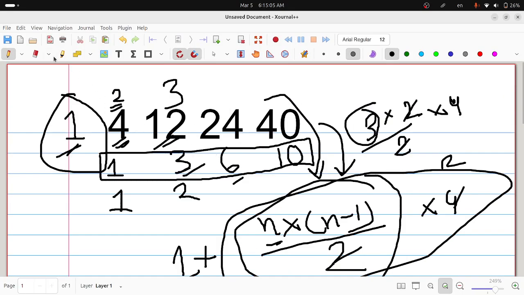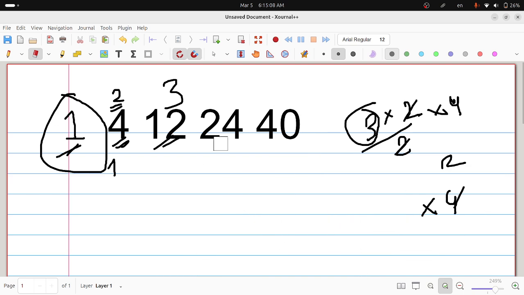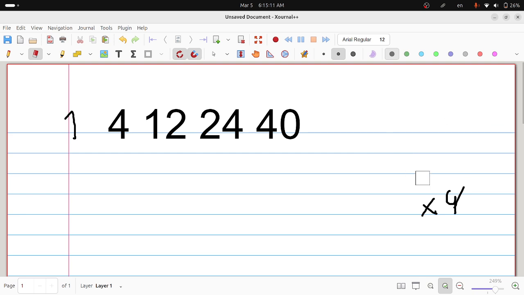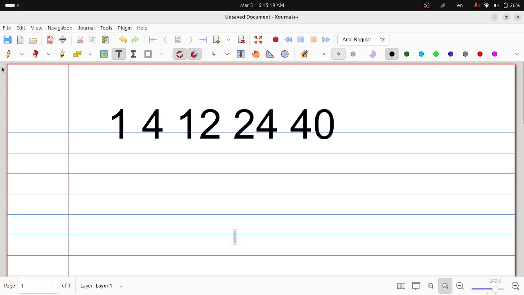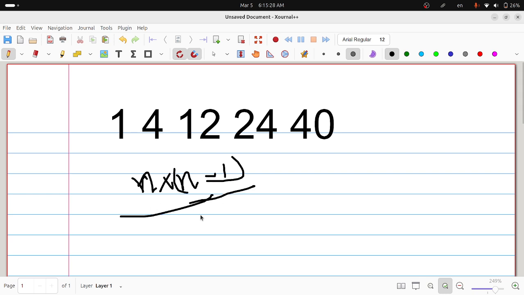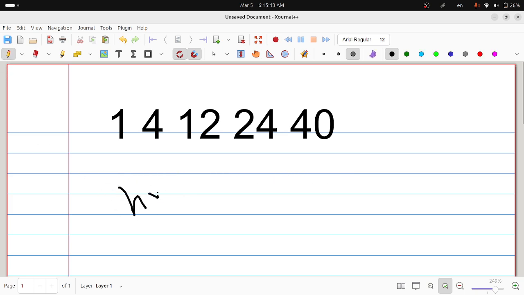So let me rewrite this and explain one more time, more neat and clean. So here I had 1. My formula is 2 n into n plus n into n minus 1 divided by 2. I'm multiplying by 4, and I optimized it like this because I can take only 2. So I'll write the optimized one: n into n minus 1 into 2.